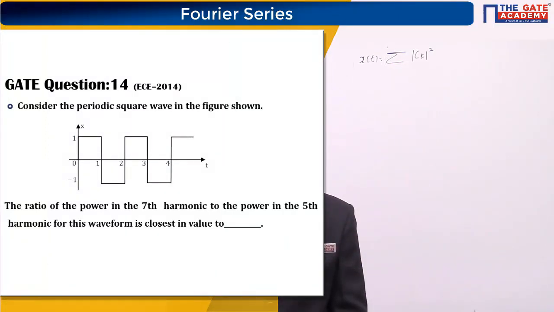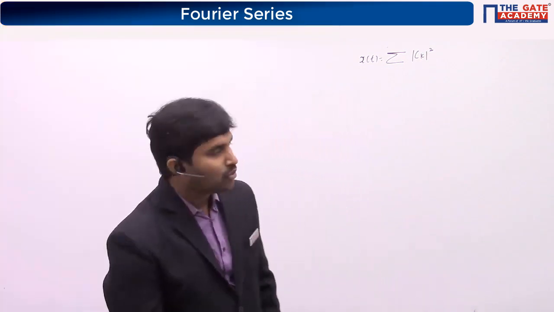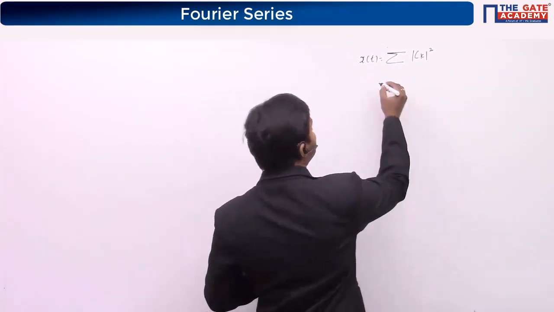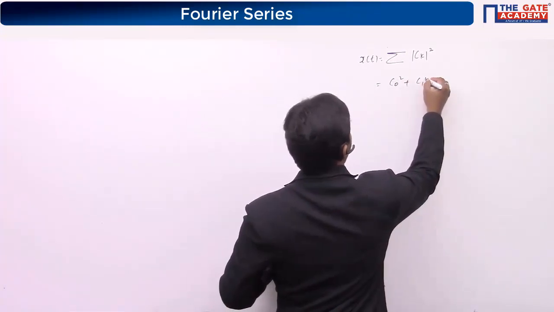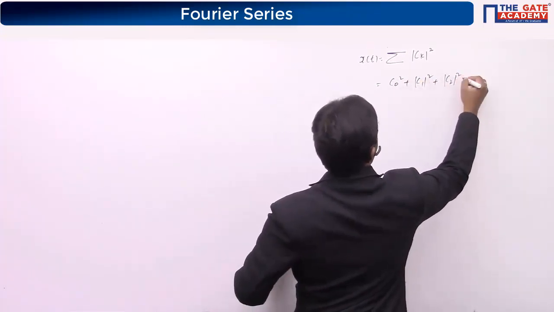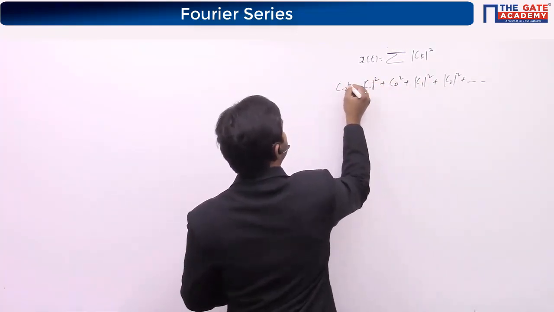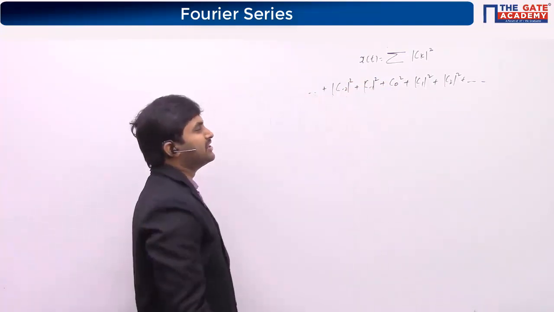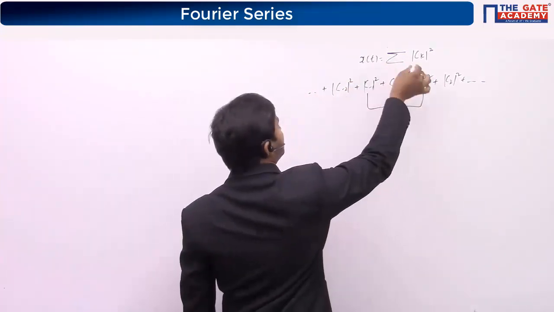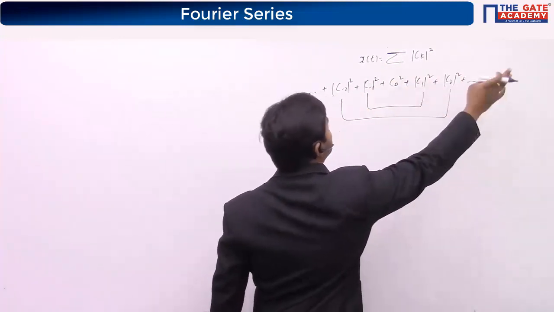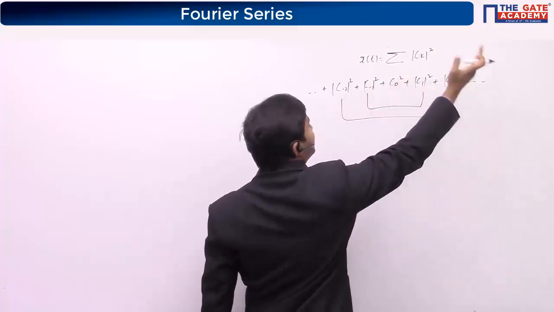So here the question is that we have to find the ratio of power in the 7th harmonic to that of the 5th harmonic. Okay, what we already know is how to find the power of the signal. If you expand it, you will be having C0 square, C1 square, C2 square plus so on. The same with the negative side also, C minus 1 square, C minus 2 square, and so on. So this will be the power in the first harmonic, this will be the power in the second harmonic, and so on. So even if I consider only one part of it, it is also fine.